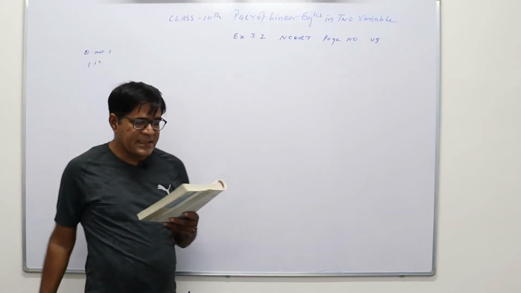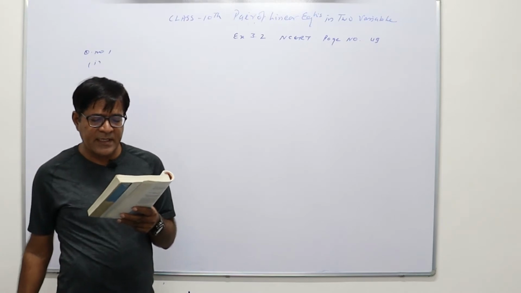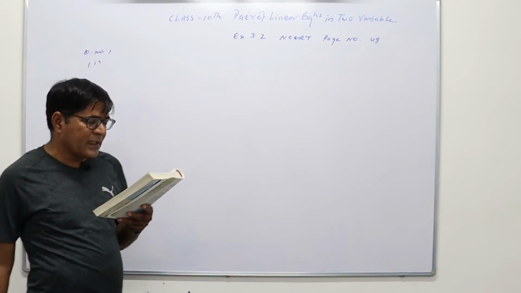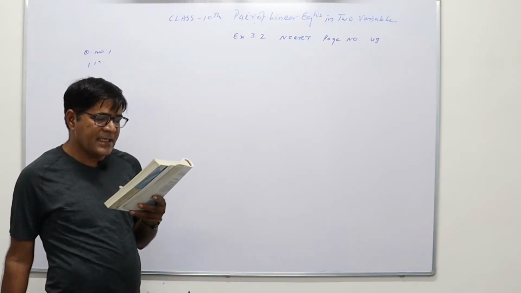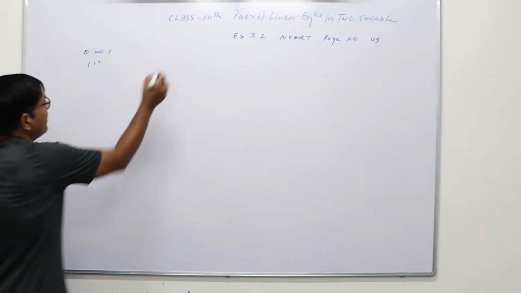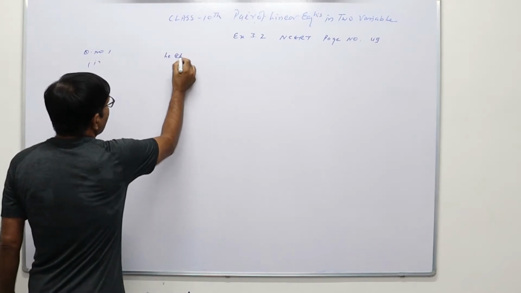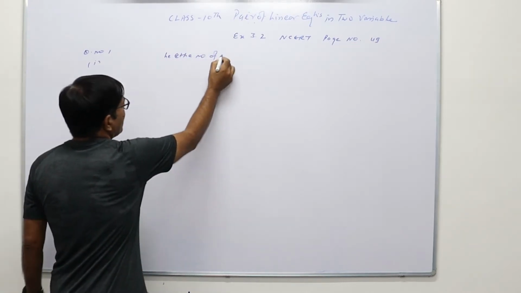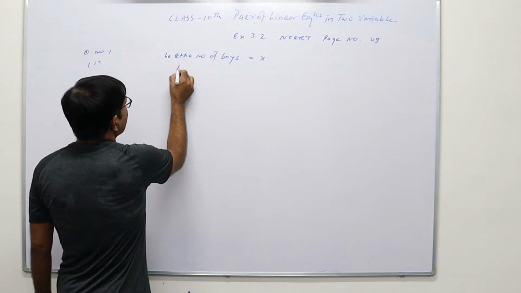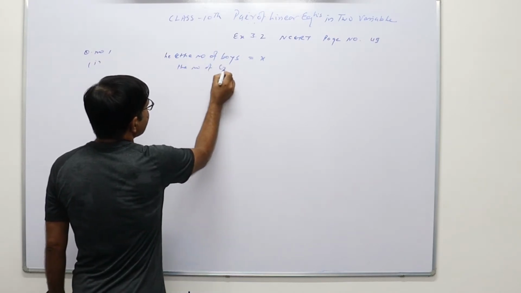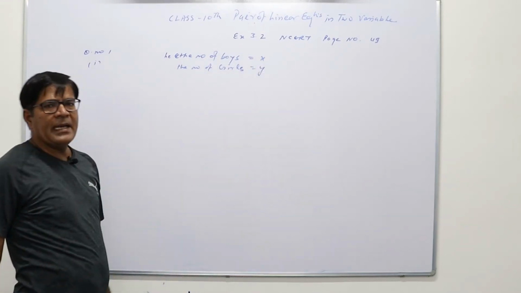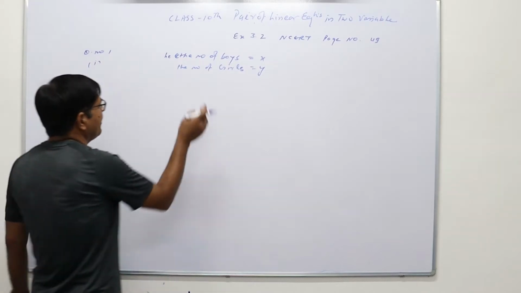10 students of class 10th took part in a mathematics quiz. If the number of girls is 4 more than the number of boys, find the number of boys and girls who took part in the quiz. So let the number of boys equal x and the number of girls equal y. Now total 10 students participate in the mathematics quiz.